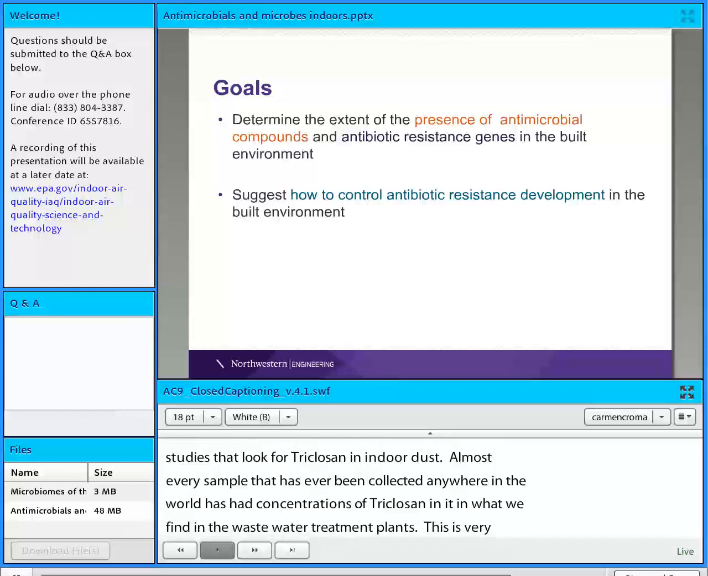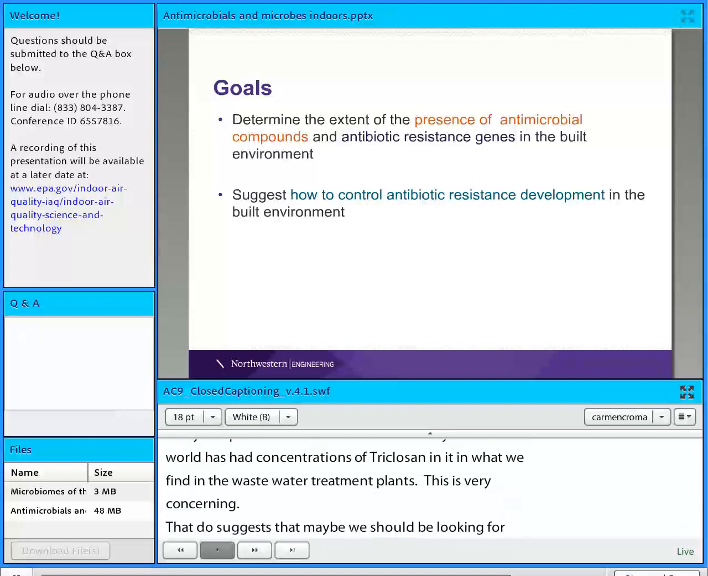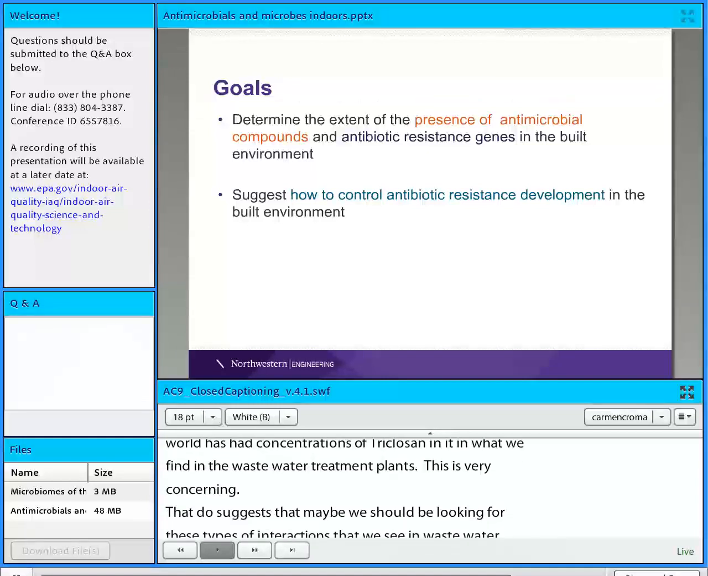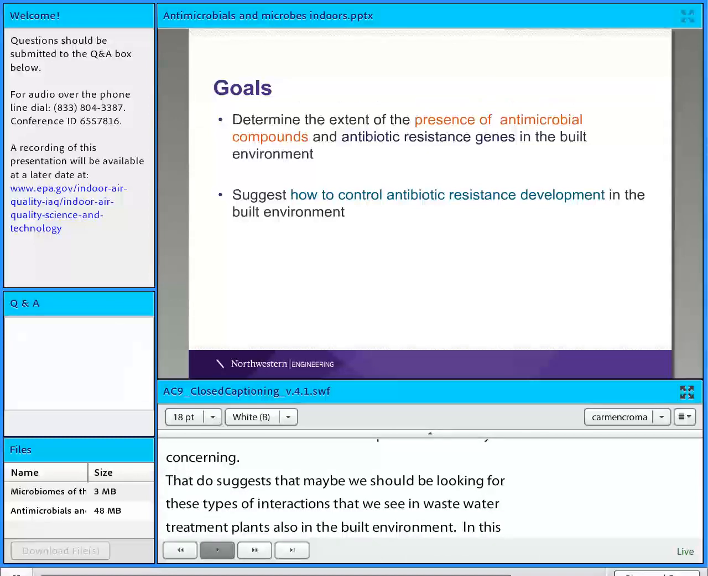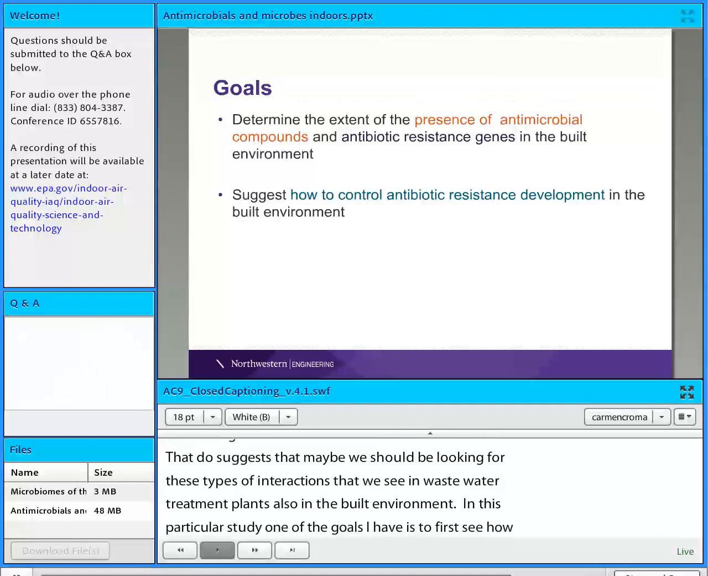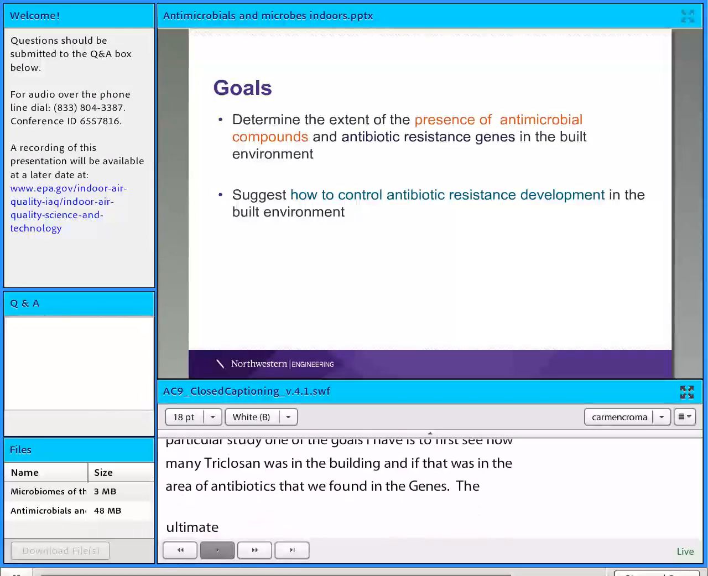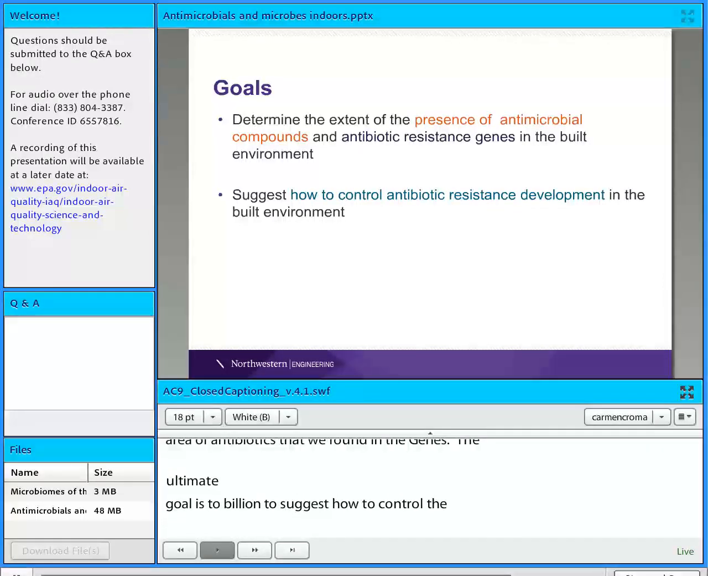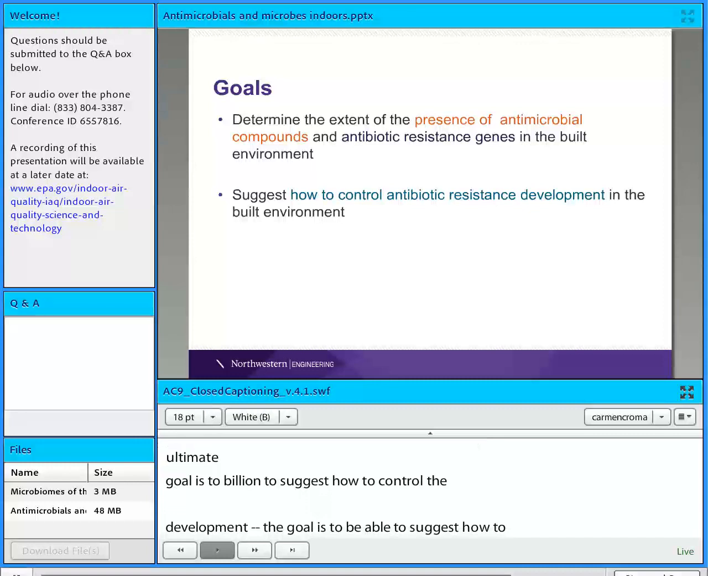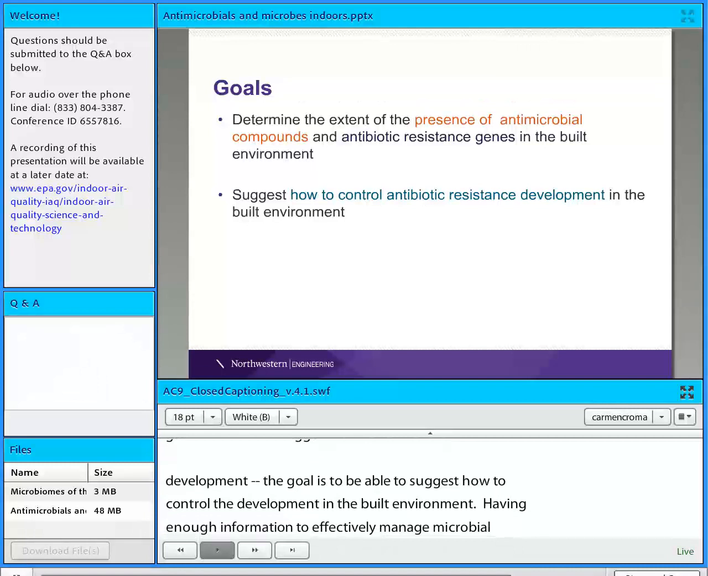So that, to me, suggested that maybe we should be looking for these types of interactions that we see in wastewater treatment plants also in the built environment. So in this particular study, one of the goals that I had was to first see how much triclosan there was in a building and if that related to the amount of antibiotic resistance genes that we found in this building. And the ultimate goal is to be able to suggest how to control the development of antibiotic resistance in the built environment. So getting back to that idea of having enough information to effectively manage microbial communities indoors so that we can have healthy built environments and promote human health.